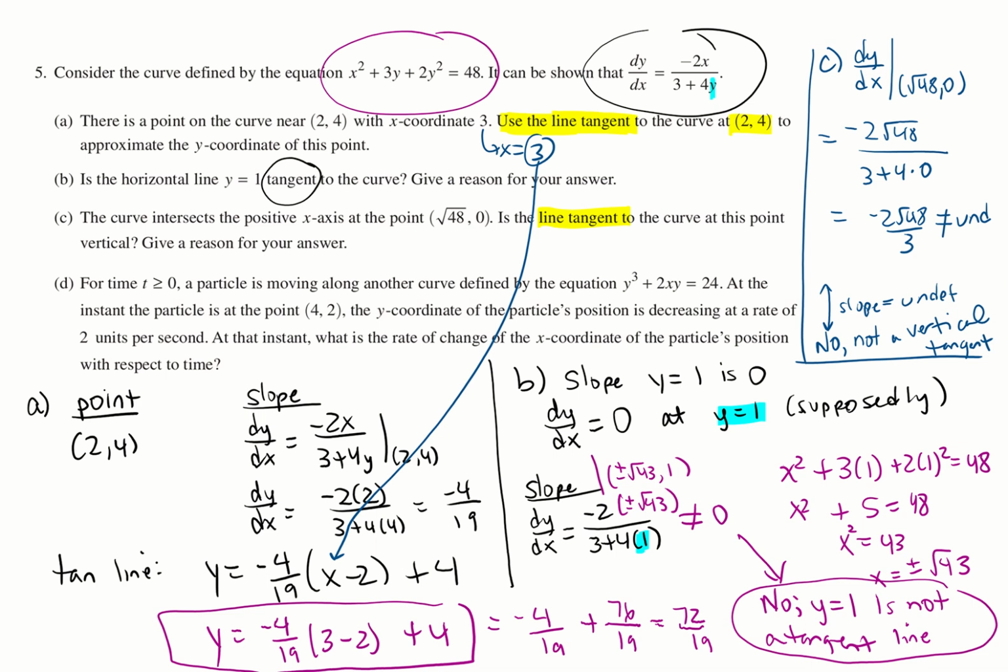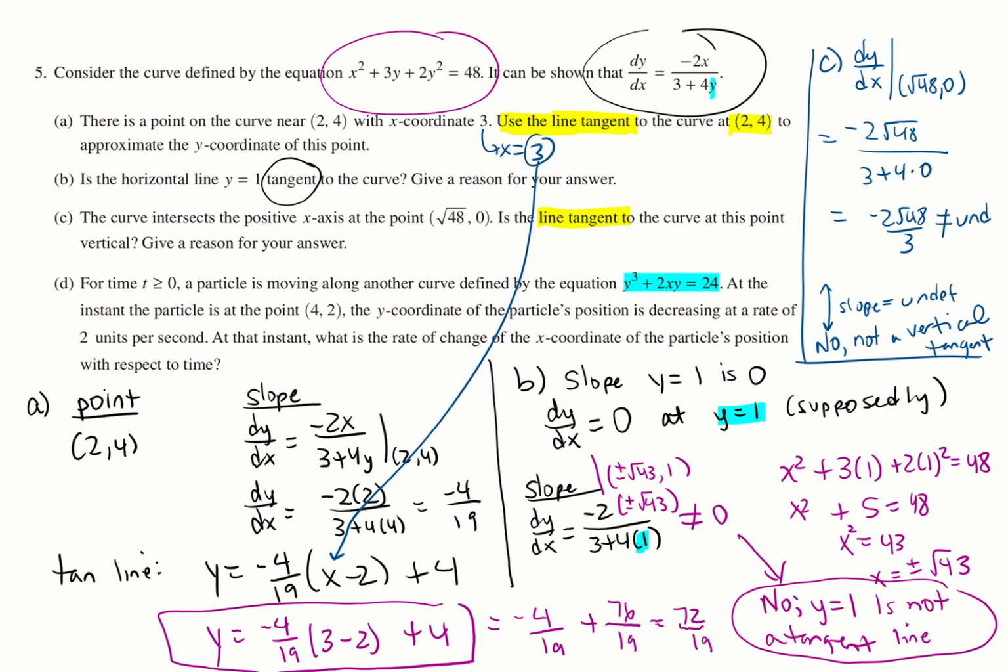All right, part D. For some time t greater than or equal to 0, a particle is moving along another curve, and here's the equation for this curve. So now we have a new equation. This is some other type of relationship that we're working with now. At the instant that the particle is at 4, 2, the y-coordinate of the particle's position is decreasing at a rate of 2 units per second. At that instant, what is the rate of change of the x-coordinate of the particle's position?